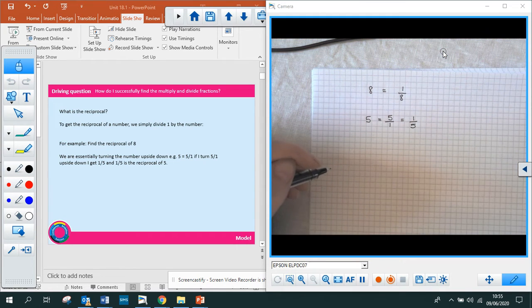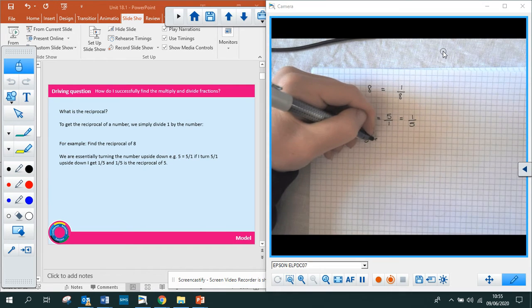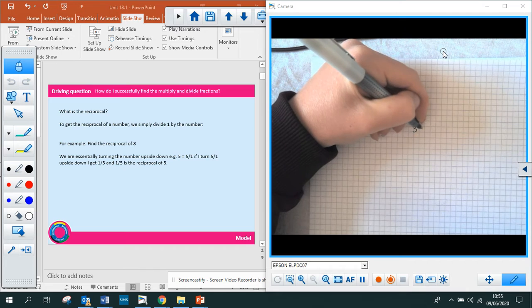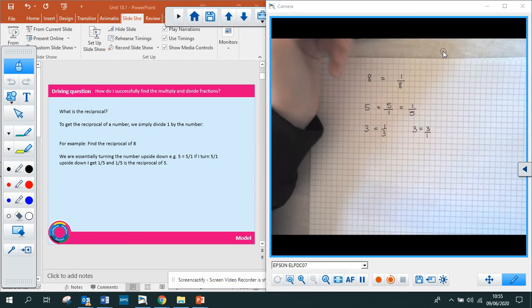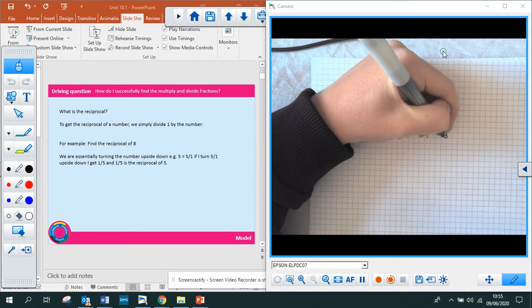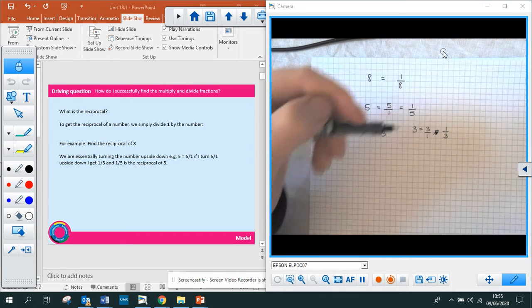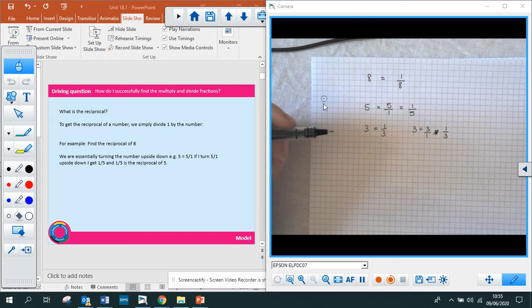If I wanted the reciprocal of 3, it's going to be 1/3, because 3 is equal to 3 over 1, and if I flip that, it's going to be 1/3. That's its reciprocal. It's not equal to, I shouldn't write that. It's the reciprocal.